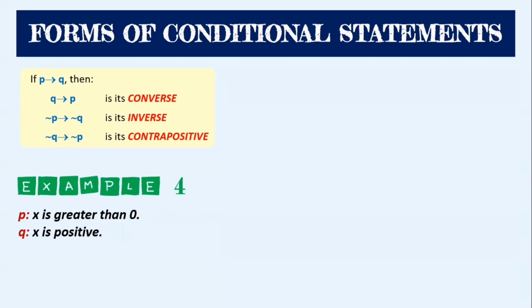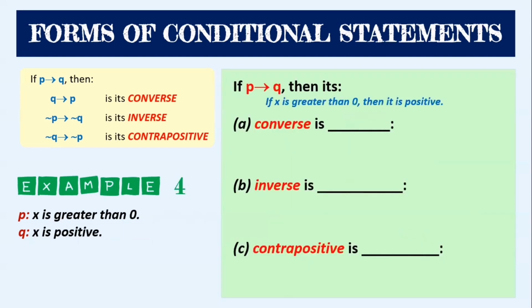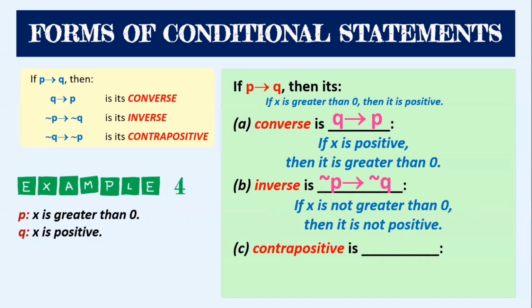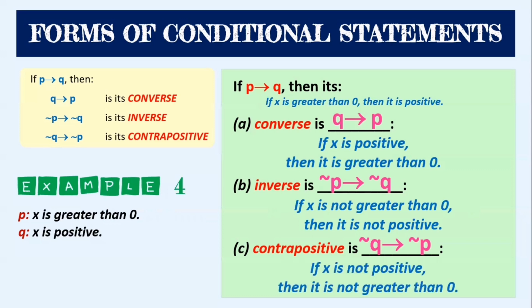Okay, next example, example number 4. X is greater than 0, x is positive. So for the conditional statement, we have, if x is greater than 0, then it is positive. For the converse, if x is positive, then it is greater than 0. For the inverse, if not p, then not q. We have, if x is not greater than 0, then it is not positive. And for the contrapositive, not q, then not p. If x is not positive, then it is not greater than 0. Okay?